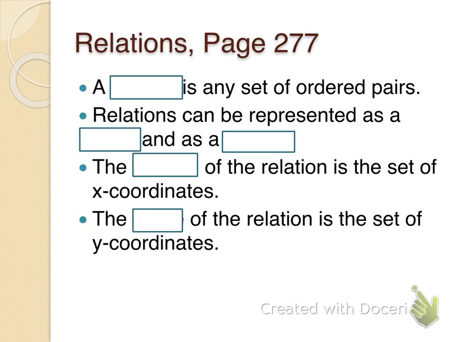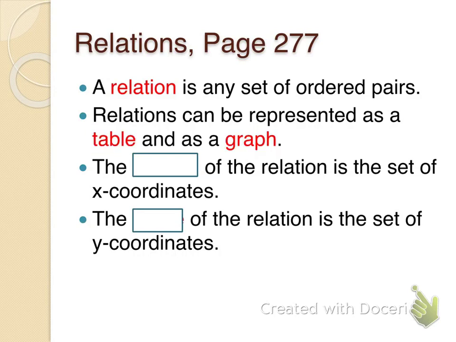Last, we have a few definitions for relations. The first one, a relation is any set of ordered pairs. So any set of ordered pairs we put together, we're going to call that a relation. Second, relations can be represented as a table and as a graph. So we're going to have to do two parts for this. You're going to have to write it as a table and you're going to have to write it as a graph. The domain of the relation is the set of x-coordinates. So when we're looking through here, the first number, remember the x-coordinate is the first one, we're going to list all of those x-coordinates, and that's called our domain.